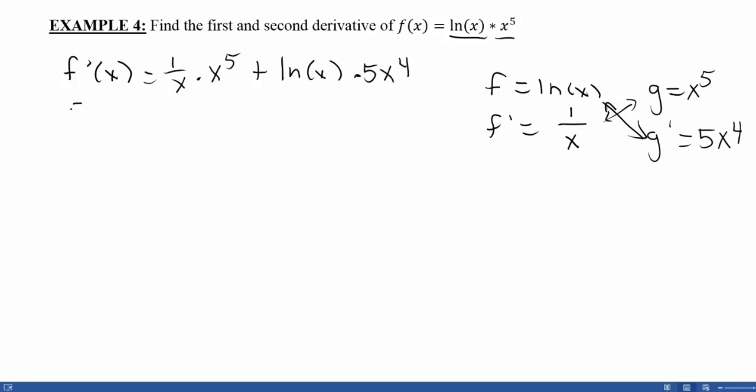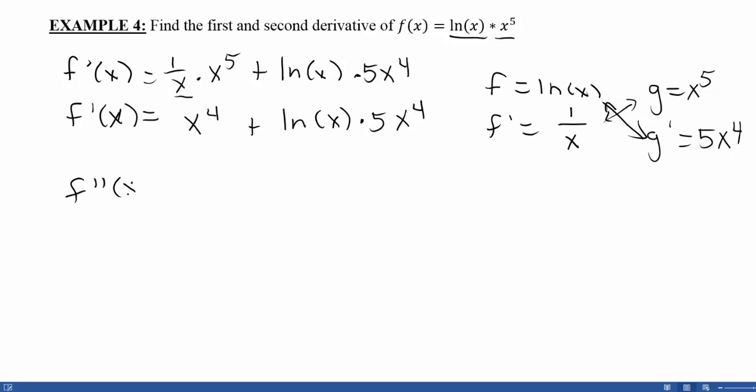I want you to notice that I can simplify my first term a little bit. So if I have 1 over x times x to the 5th, the x on the bottom will cancel one of the x's on the top, and I can simplify that to x to the 4th. So I'm going to do that before I go to my second derivative. The second term, I'm going to leave as is. There's not too much to simplify there. So now I have my first derivative. And now from here, I want to find the second derivative.